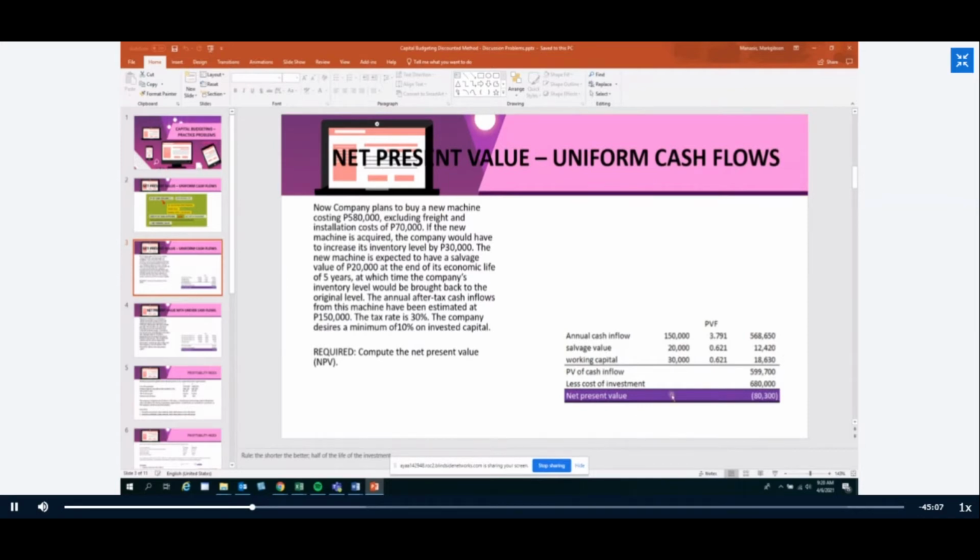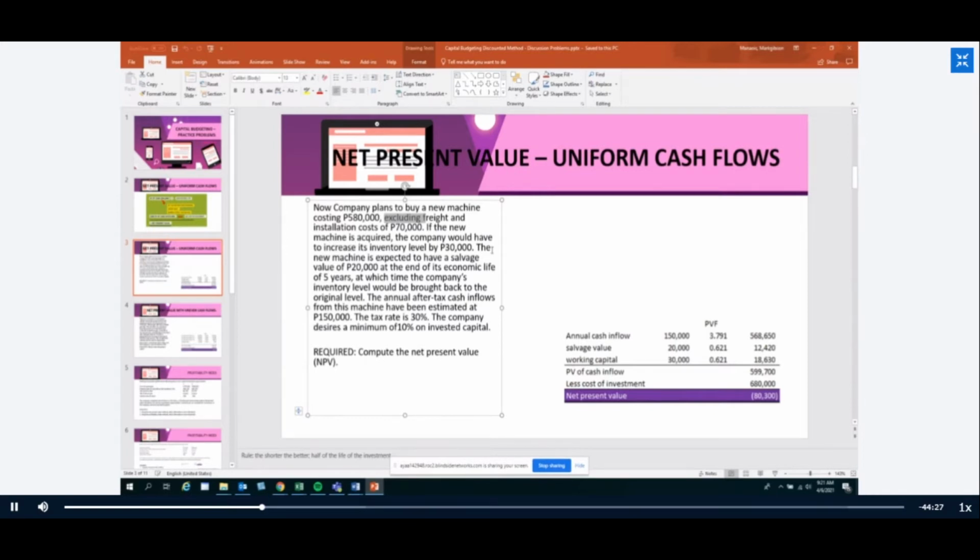So this is on uniform cash flow. Nandito na yung solution pero isa-isahin natin para mas mabilis, no? So now company plans to buy a new machine costing 580,000 excluding freight and installation costs. Ito na-discuss na natin, no? All expenses in relation to the purchase of the new machine will form part of the investment cost, no? So in that case, 580 plus 70 kasi excluding, no? If the new machine is acquired, the company would have to increase its inventory level by 30,000.